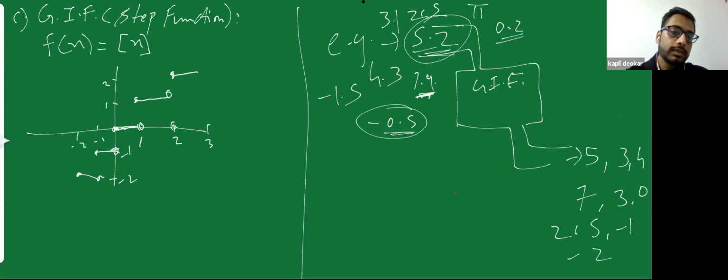So if you see this diagram, what does it look like? It looks like steps. Therefore, it is also called a step function. From this diagram also, you can easily find out. If I say find the greatest integer function of 2.5, what is the greatest integer function of 2.5? It is 2. Okay, so let's see one more.